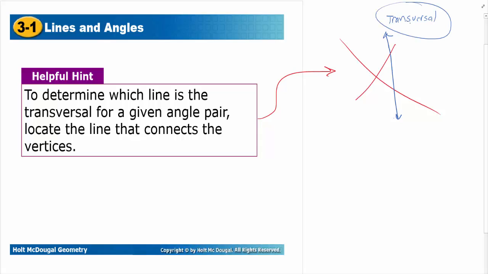But again, they're just giving you another hint. Locate the line that connects the vertices. So if you kind of have your 2 lines, you connect the 2 vertices, like these 2 points. But like I said, if you got a line that touches the other lines twice, that's the one that's going to be called our transversal. So you're going to see pictures like this as we go through the final examples here.